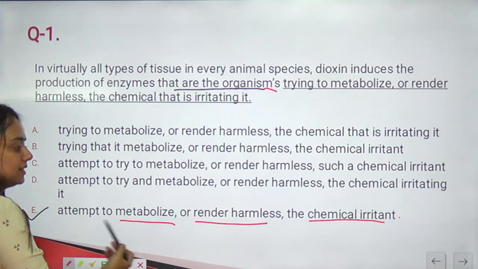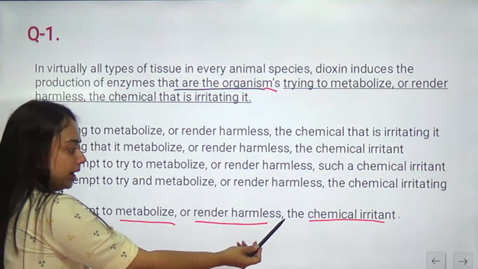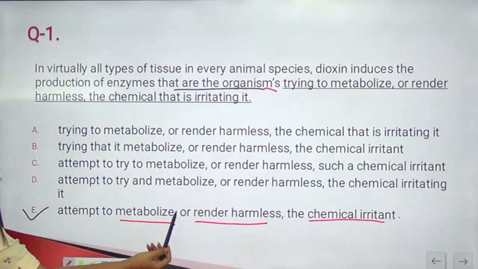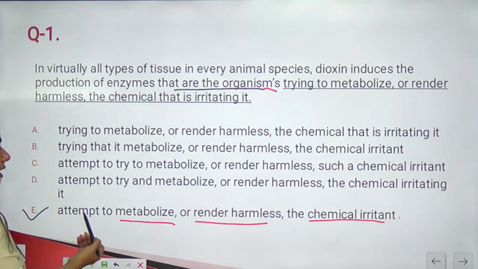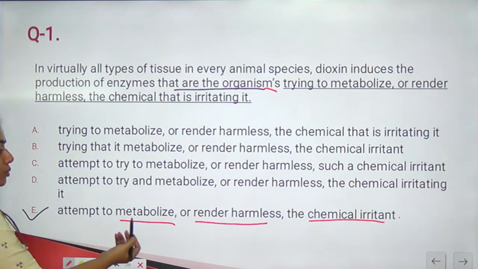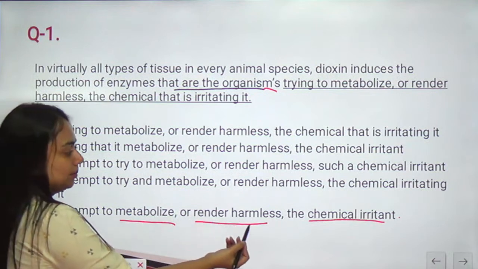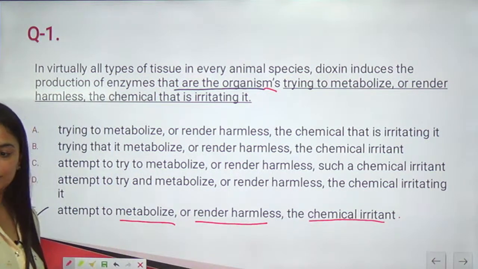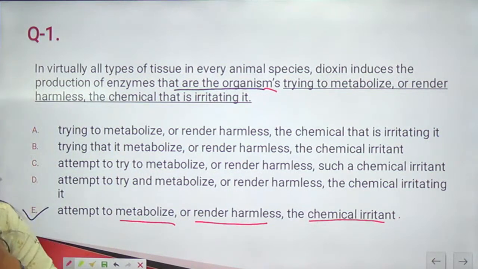These three phrases have been separated using the commas. Their grammatical structure should be the same. So it's the organism's attempt to metabolize or render harmless the chemical irritant. I hope this one is clear to everyone.